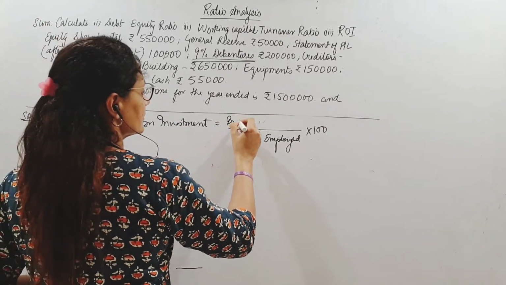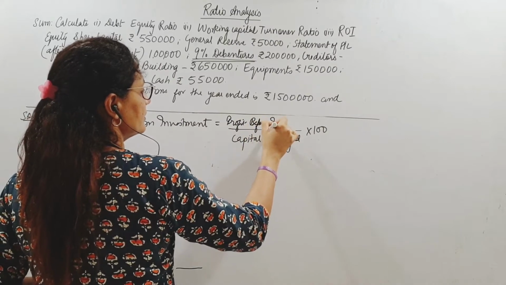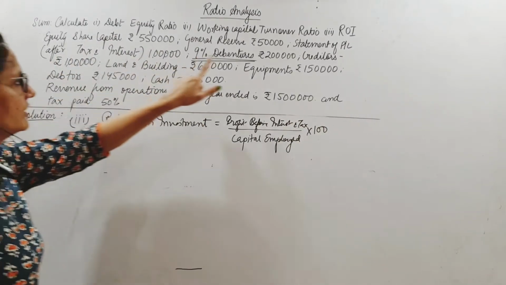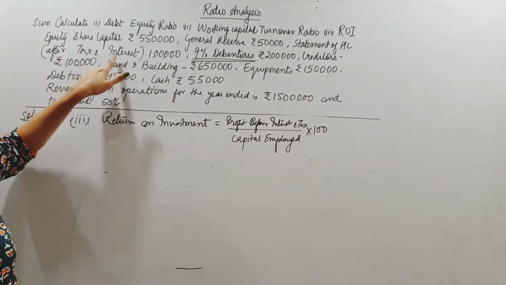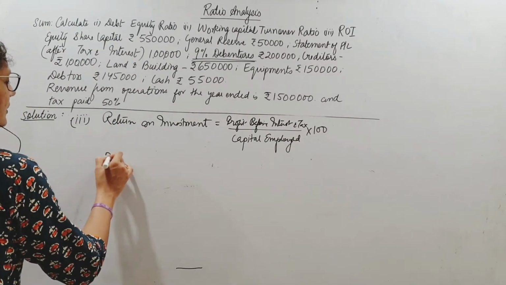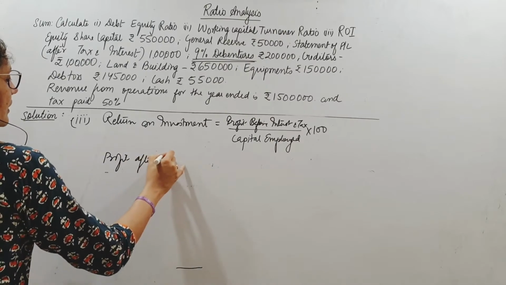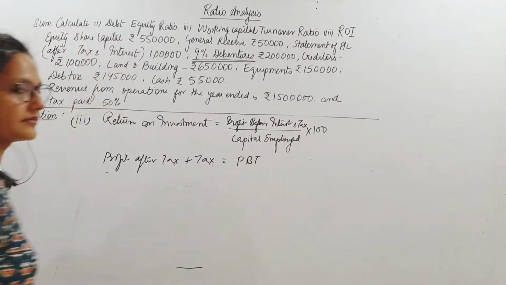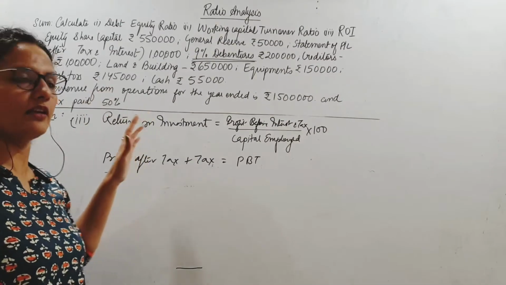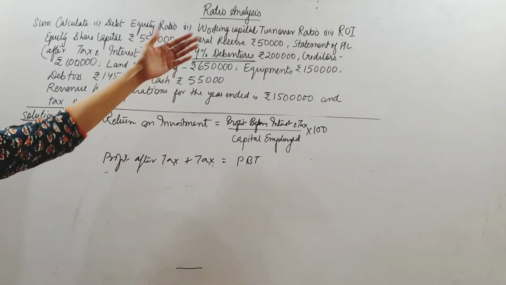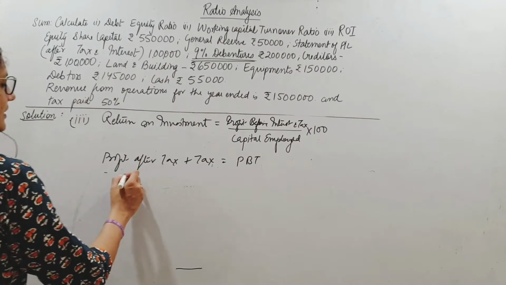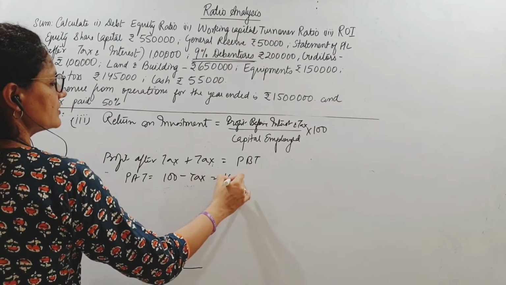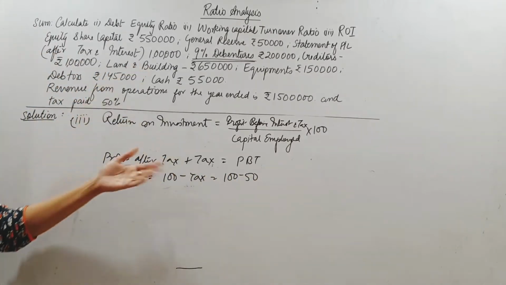So here, profit before interest and tax. This profit I want. I have been given profit in the Statement of P&L, but after tax and interest, it is 1 lakh. So profit after tax plus tax will give me profit before tax, right? Tax paid was 50%. So what remains after that is also 50%. Profit after tax is also 100 minus the tax, which is 100 minus 50. So this 50% is 1 lakh.